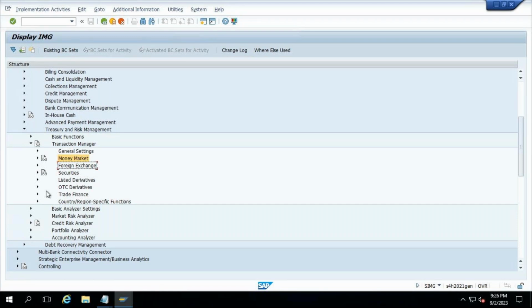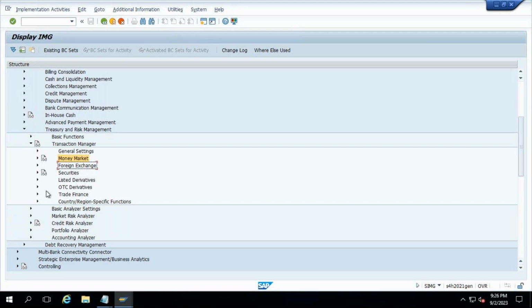So under trade finance, you can see all sorts of letters of credit and bank guarantees. When you're talking about derivative products, let's say interest rate swaps, currency swaps, caps and floors, these are a part of your derivatives.